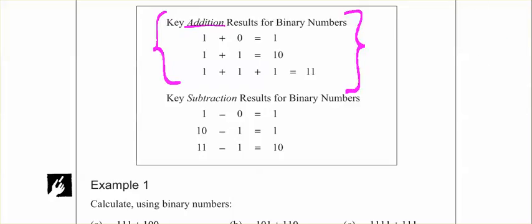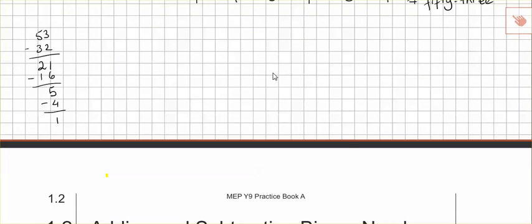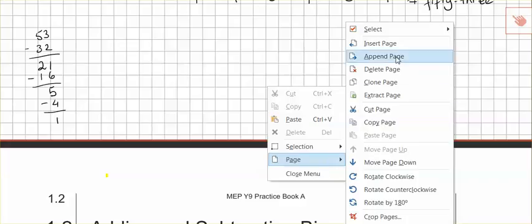Okay. So let's have a look at our examples. You notice that we're still using a method that you recognise. What's it called when you write it in columns? Column. So we're still using our column method. So that's the solution. Let's see whether we can get there. So 1, 1, 1 plus 1, 0, 0. Let's have a look whether we can do the same thing. So just add a new page. So we'll look at 1, 1, 1, add 1, 0, 0.